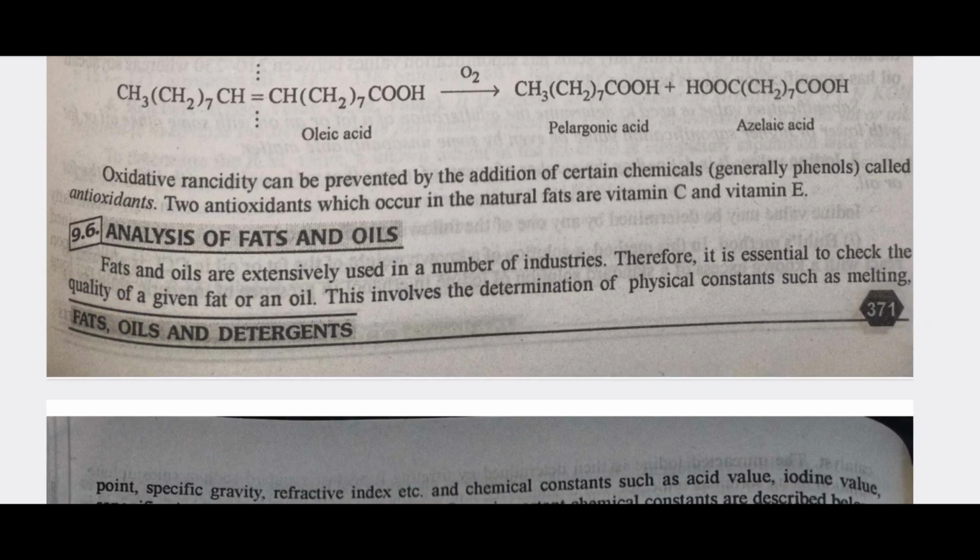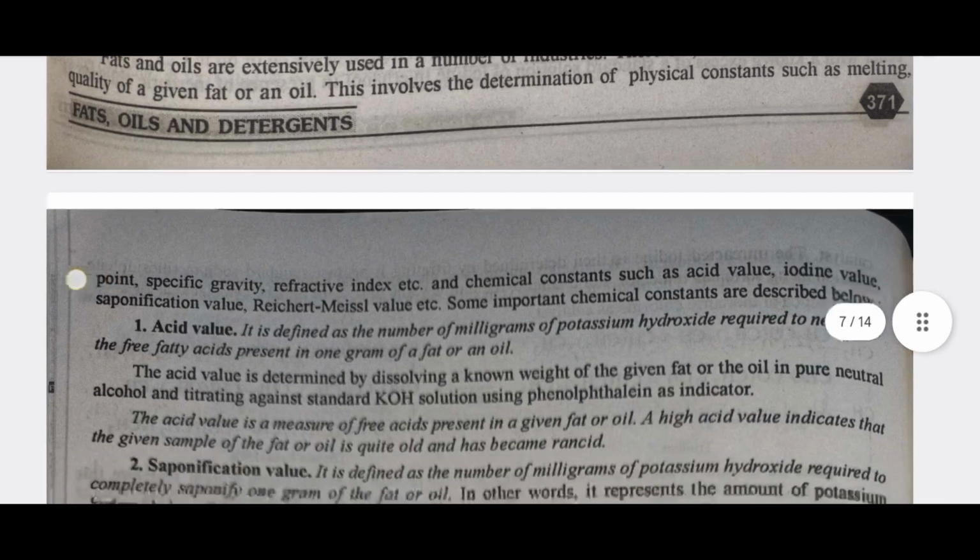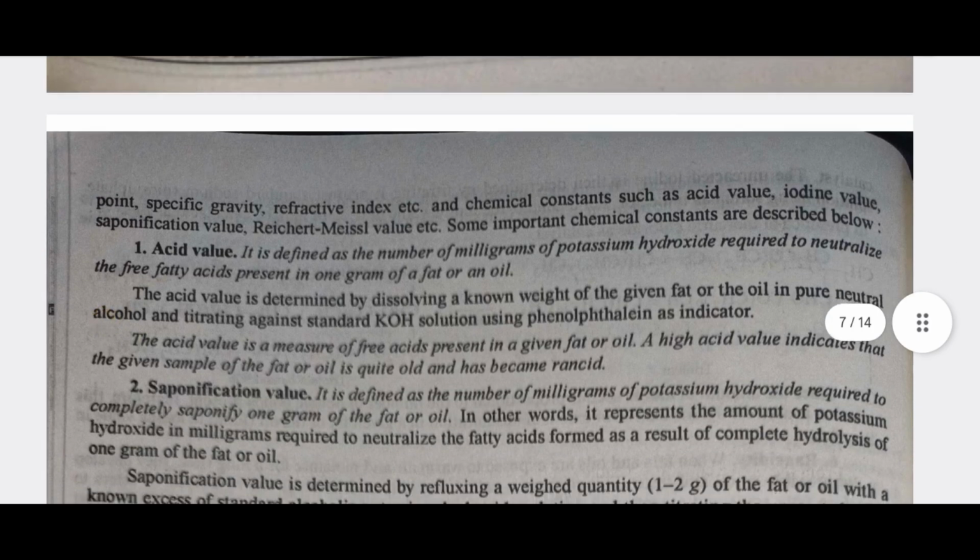Analysis of fats and oils. Fats and oils are extensively used in a number of industries. Therefore, it is essential to check the quality of a given fat or an oil. This involves the determination of physical constants such as melting point, specific gravity, refractive index, etc., and chemical constants such as acid value, iodine value, saponification value, Reichert-Meissl value, etc. Some important chemical constants are described below.